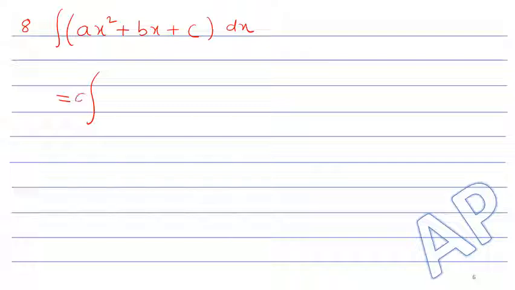Now let us evaluate question number 8, that is integral ax square plus bx plus c with respect to x. So we can separately integrate all these terms. a is a constant, we can keep it outside, and we have to integrate x square dx, plus b is a constant, we need to integrate x dx, plus c is a constant, so we have dx.